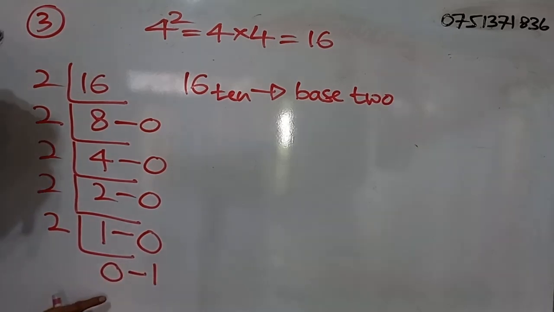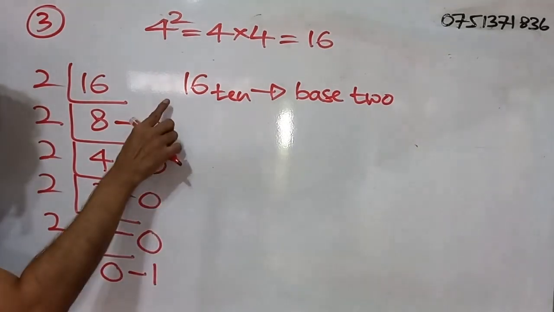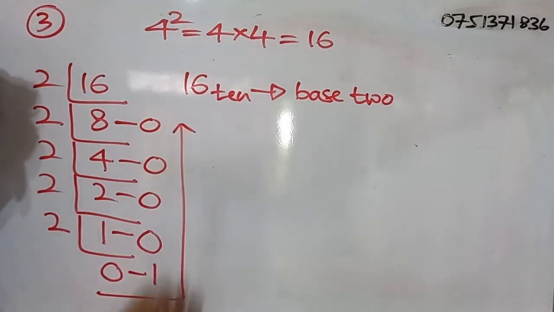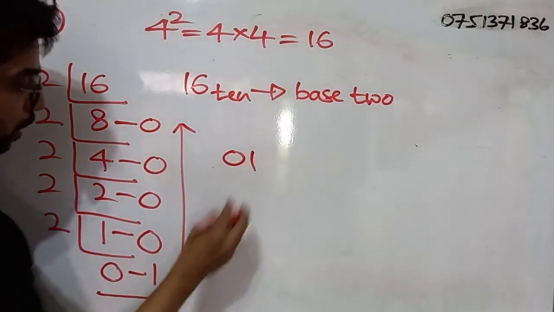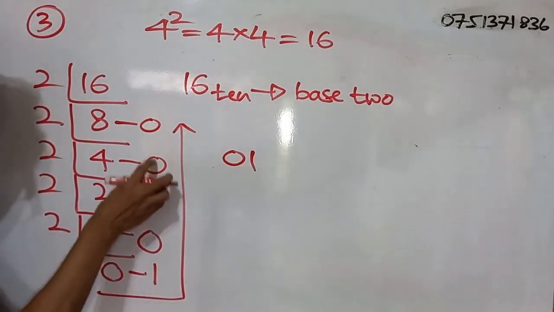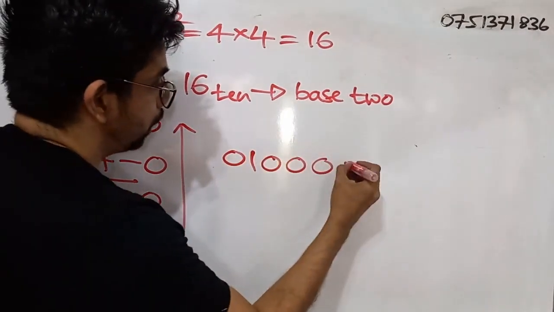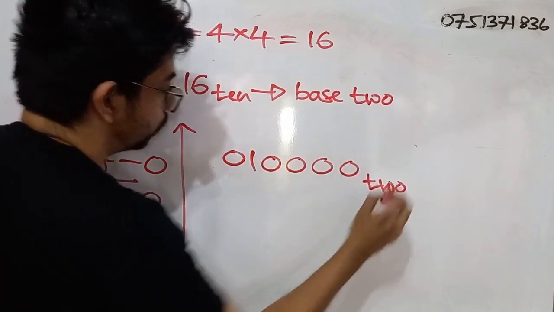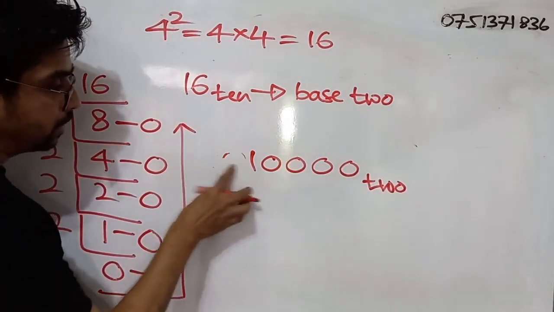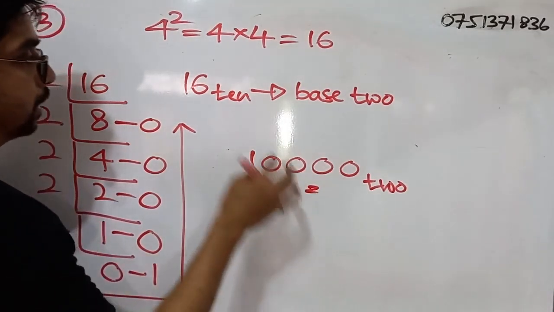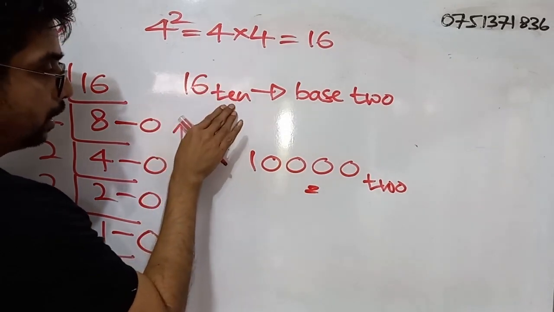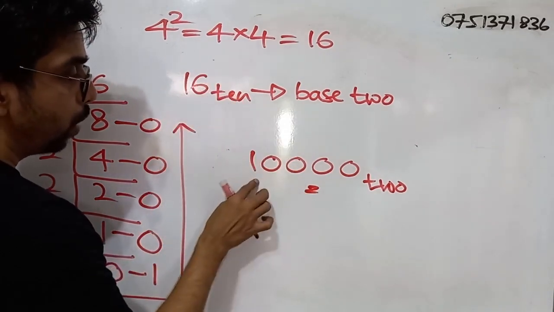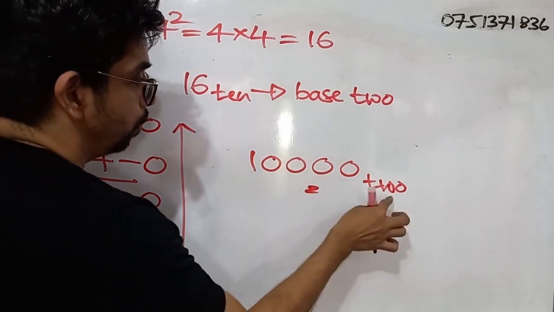So then we will write these numbers in this order, that means bottom to up. So 0, 1 followed by how many zeros? 1, 2, 3, 4, and the base is 2. So we can erase this 0, and this is the answer. That means when we convert 16, which is in base 10, we get the answer as 1, 0, 0, 0, 0, base 2.